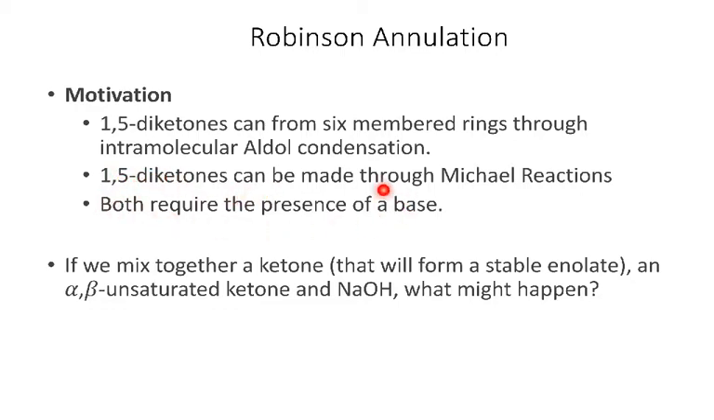Now both of these reactions require the presence of a base. So what happens if I mix together all the reagents that can give me both a Michael reaction and an aldol condensation, and I put all those in a flask together? What might happen? So if I mix together a ketone that forms a stable enolate, and I give that an alpha-beta unsaturated ketone to react with, if I do that in the presence of a base, what might happen? Could we form a ring?